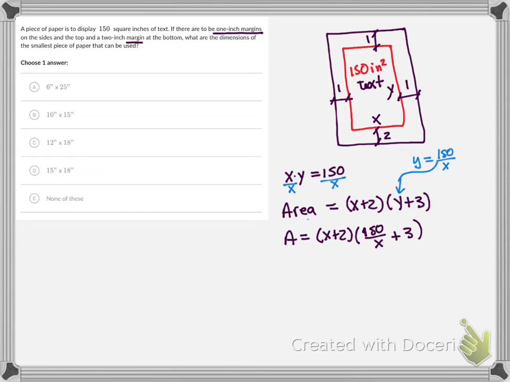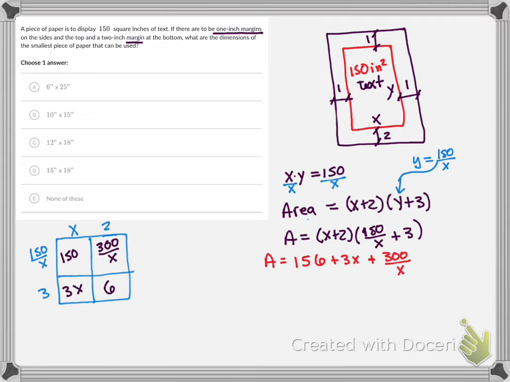We could do the product rule on this, or we could FOIL this out. I'm going to try to FOIL it out, see how bad it is. The work will be over here. I'll pause it so you don't have to watch me do this simple math. So here's my work. The 150 and the 6 are like terms. When I multiply 150 over x times x, the x's cancel out. Now I'm going to rewrite this last term. Instead of 300 over x, I'm going to write it as 300 times x to the negative 1, so it's easier to take the derivative.